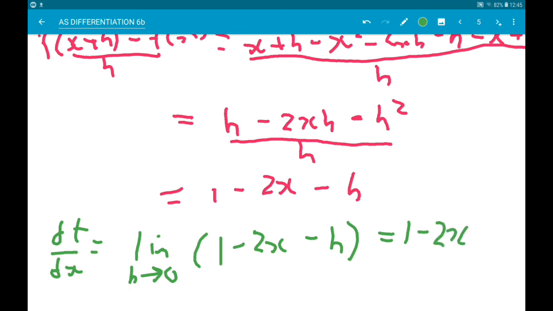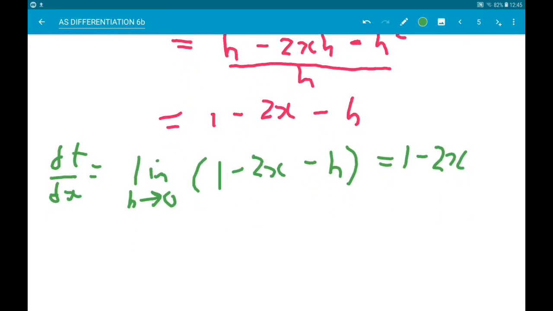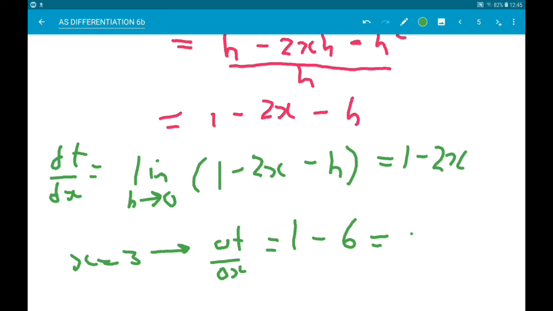Now, to find the gradient at point when x is 3, we sub in x equals 3. So, when x is 3, df by dx is 1 minus 6, which is indeed minus 5.